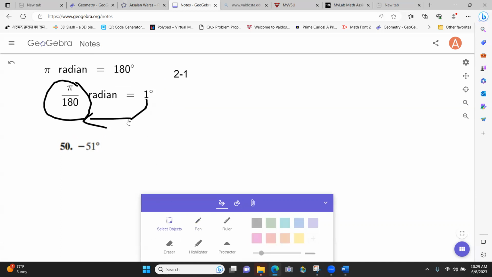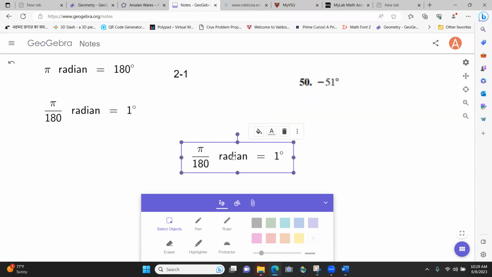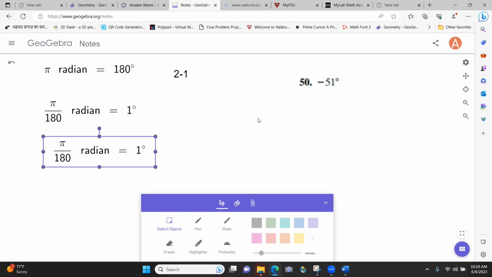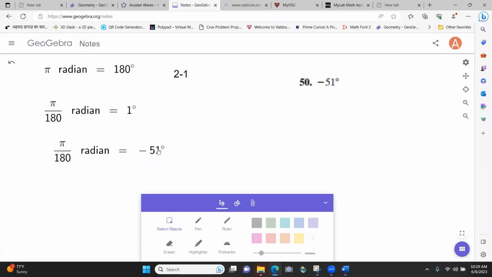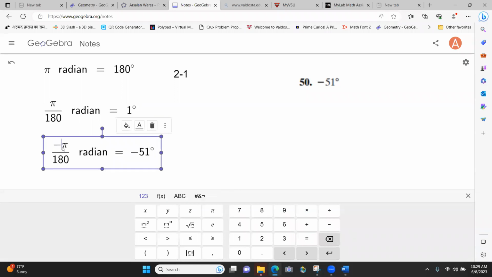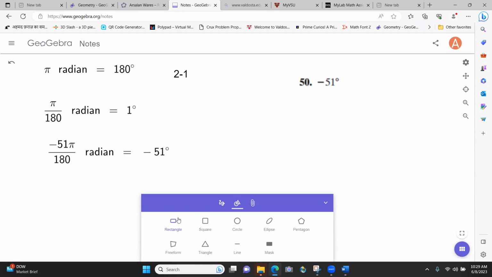If 1 degree is this, you can multiply both sides by 51. I'm showing you the details here. If you multiply both sides by negative 51, because that's what your question wants you to find, then on the left-hand side you just write negative 51. Now you can cancel here anything. So this is your answer.